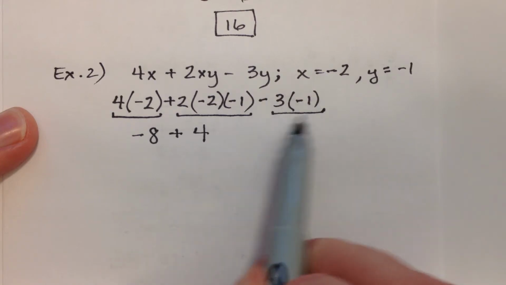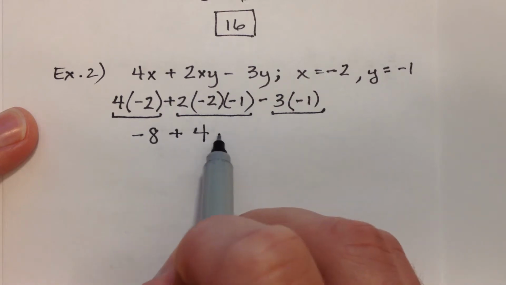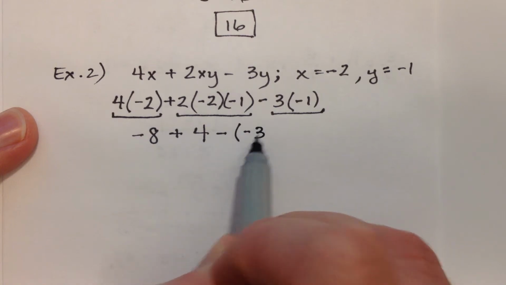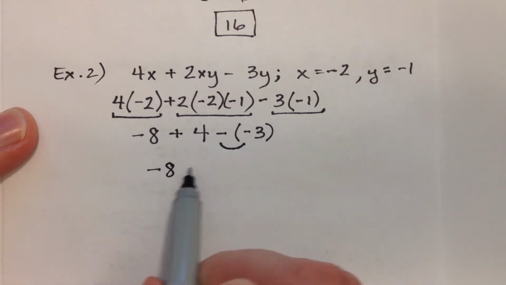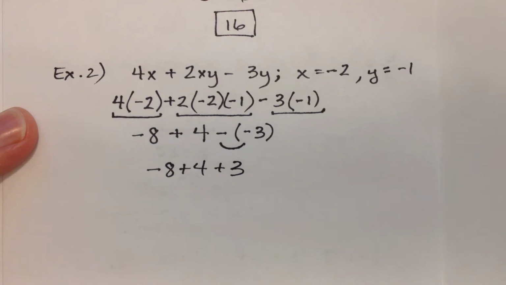The last one is minus 3 times negative 1. So we can tackle this a couple of ways. I'll go the long way so you can see all the work. A minus 3 times negative 1. Well, 3 times negative 1 is negative 3. And then I notice I have these two minus signs right next to each other. So really this is going to be a plus 3 whenever I do that next step.